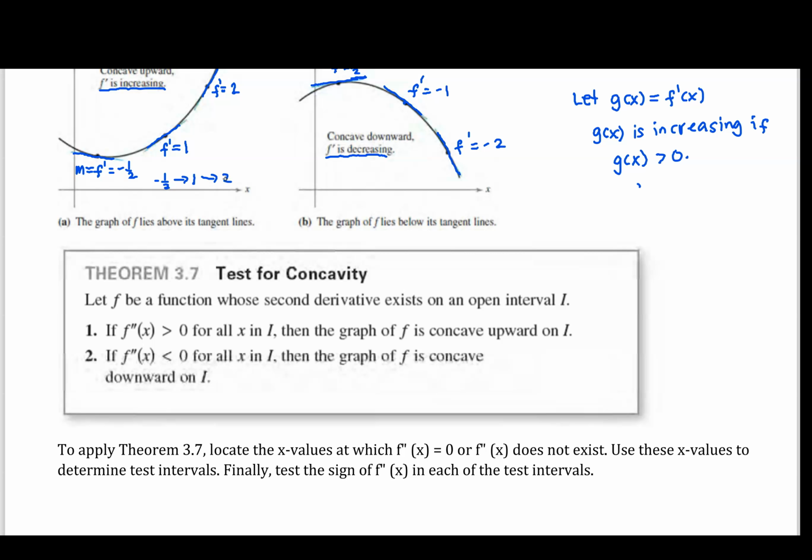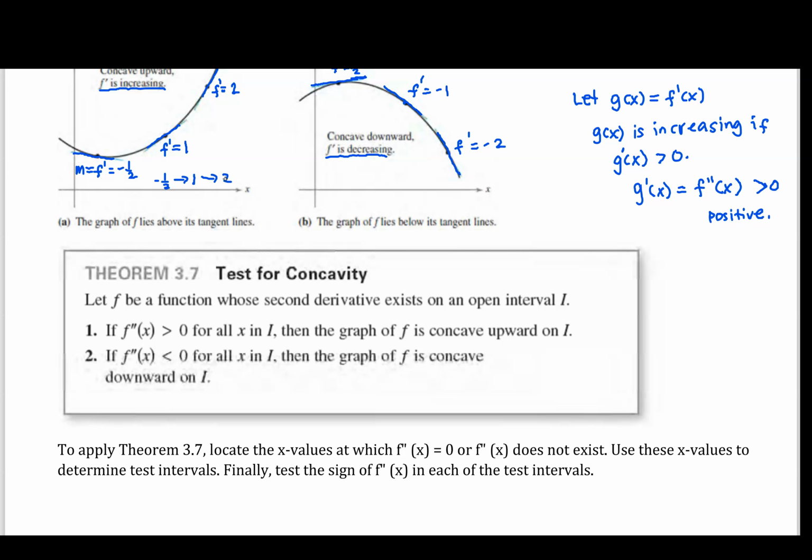if its derivative is greater than 0. Okay, so if I take the derivative of g of x, that is just the derivative of the first derivative. So that is just the second derivative. So when you say g prime of x is greater than 0, therefore this one is greater than 0. That means it should be positive. Okay, so the second derivative is positive.